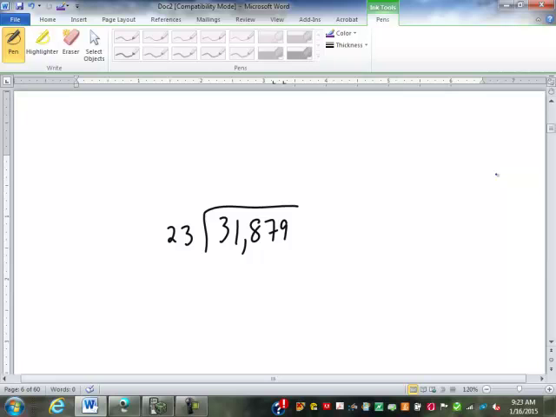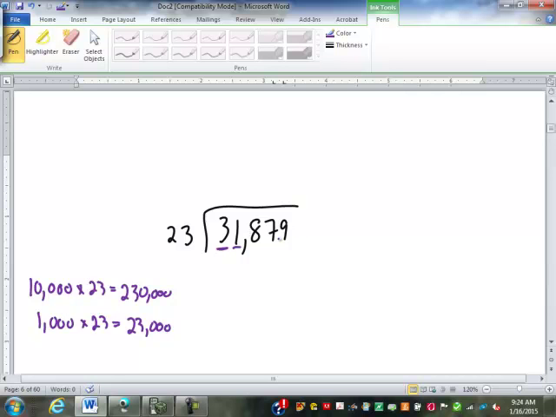The way we figure out how big of a bunch is we look at the place values of the number we're dividing. The first digit here is in what place value? The 10,000s, right? So if I take 10,000 times 23, I get 230,000. Can I subtract 230,000 from that? No, it's too big. The next place value would be the thousands. Times 23 would be 23,000.